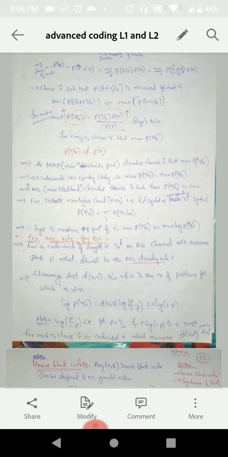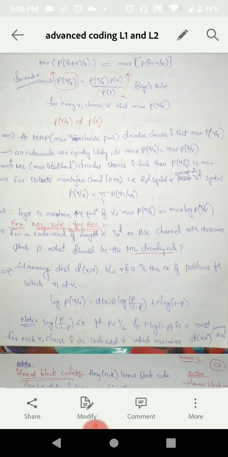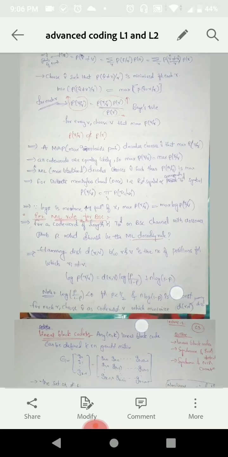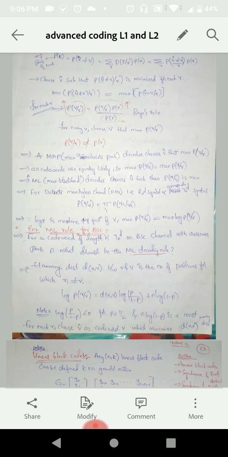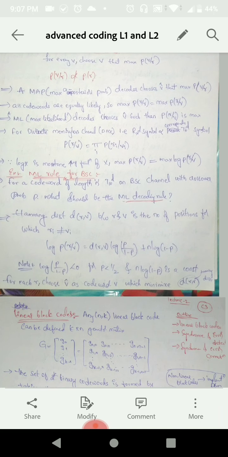So an example of the ML rule for BSC: for a code word of length n transmitted over a BSC channel with crossover probability p, we use the ML decoder rule. How do we use the ML decoder rule? Generally, we will select the Hamming distance d of r and v between R and V, which we already know. So whatever the received signal and whatever the estimated signal, what is the difference between both? Means what are the error bits? So what is the change in each and every bit of R and V? That is the whole Hamming distance.